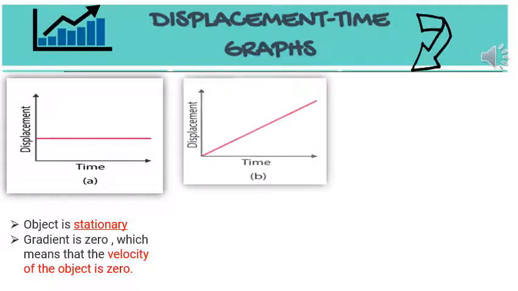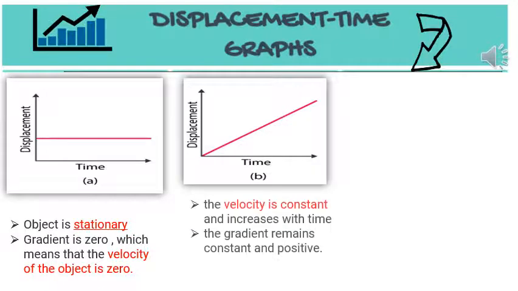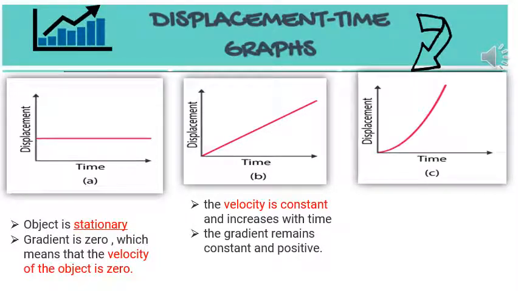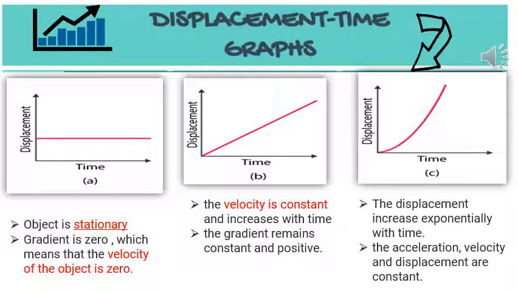The second graph tells you that the displacement of an object is increasing uniformly with time. This shows constant velocity. The magnitude of velocity is equal to the gradient of the graph. The third graph shows an example of a body's velocity steadily increasing with time. To find the velocity at a particular instant, or the instantaneous velocity, we draw a tangent to the graph at the relevant point and calculate the gradient of that tangent.